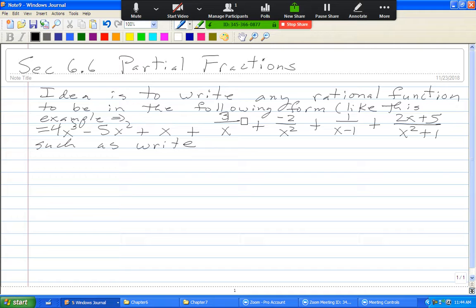So suppose I have something looking like 8x squared plus 9x plus 2 over x plus 1 squared. I want to write it as something looking like this.